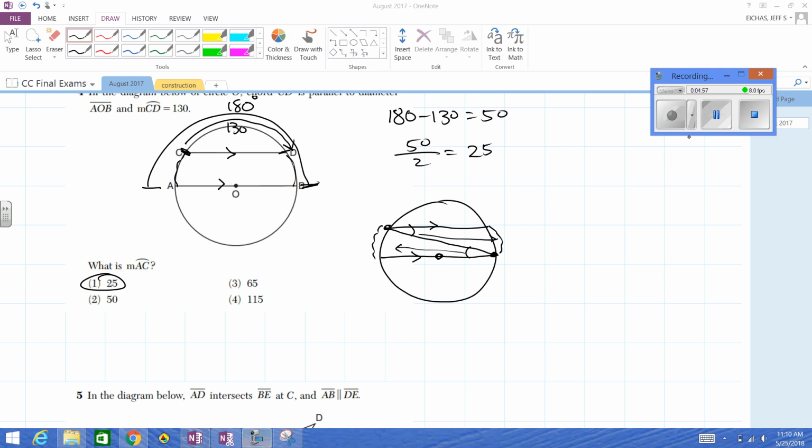So just for instance, say we know this angle is 25. Okay, we don't know the other one, then that arc across from it is 50. Okay, alternate interior angles would give us 25 there. Double it to get the arc across from it, 50.